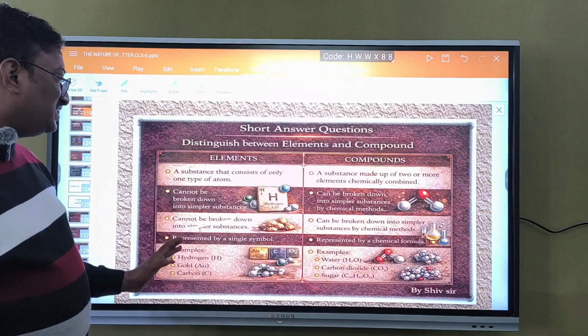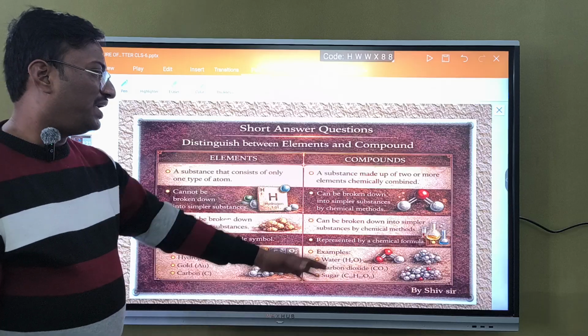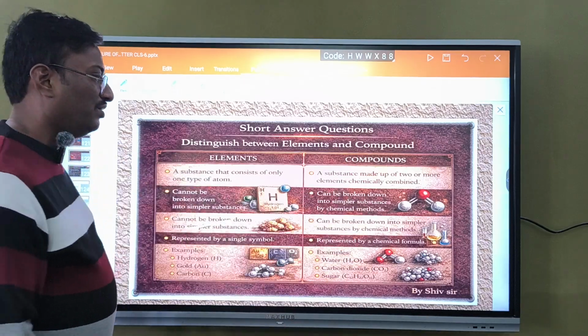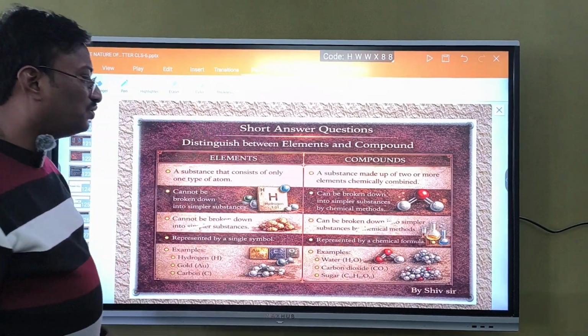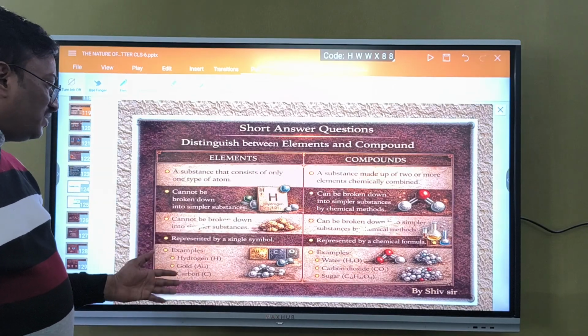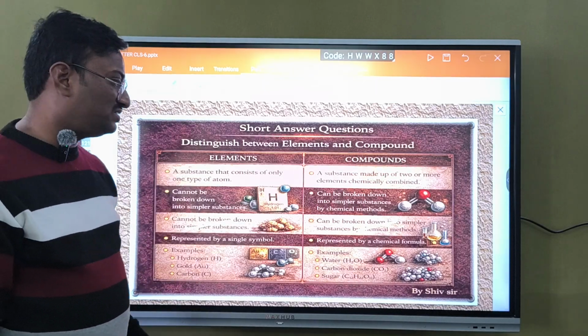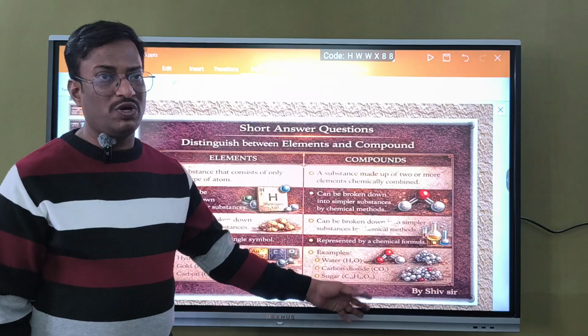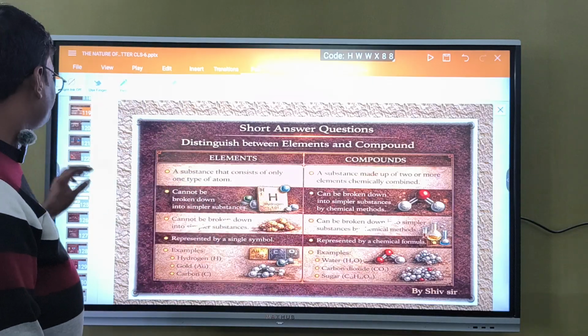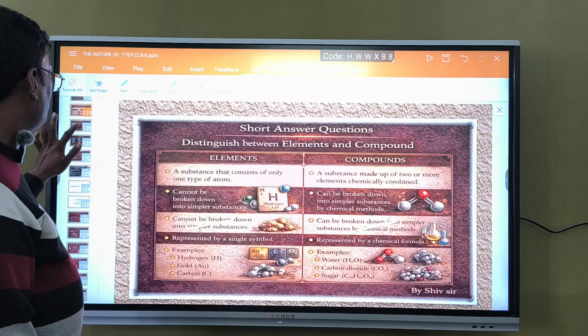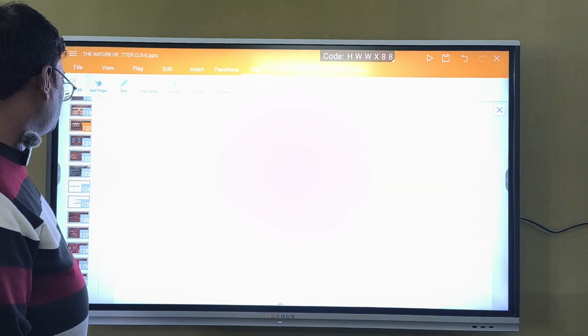An element is represented by a single symbol, and a compound is represented by a chemical formula. Examples: hydrogen, gold, carbon are all elements. Water, carbon dioxide, sugar are compounds. We go for the next thing.